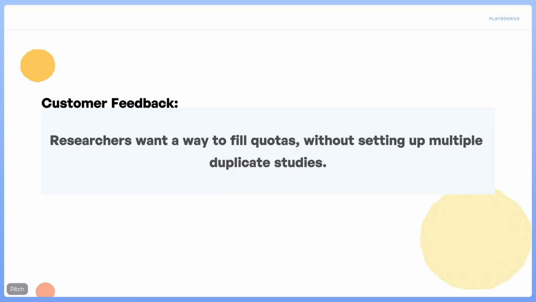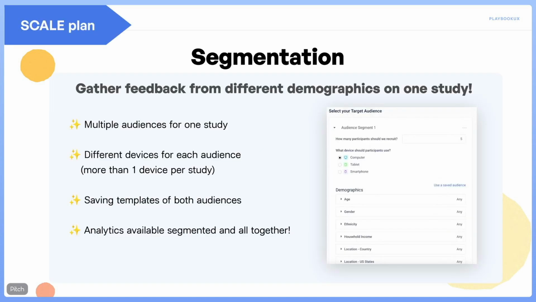A common piece of feedback that we've received from customers in the past has been to find an easier way to fulfill quotas in research studies. Oftentimes, researchers want to test their prototypes, websites, or products on different audiences without having to make multiple different studies. So our team has an answer for this, and we are proud to announce segmentation. It's now available on the Scale plan and for all methodologies.